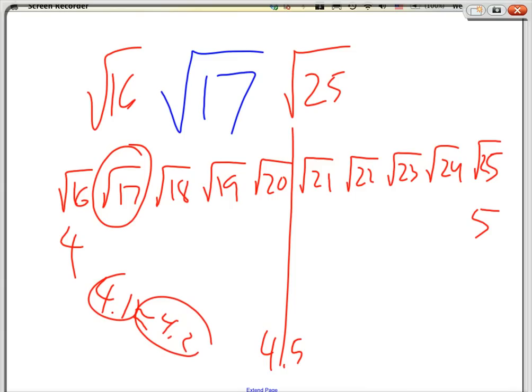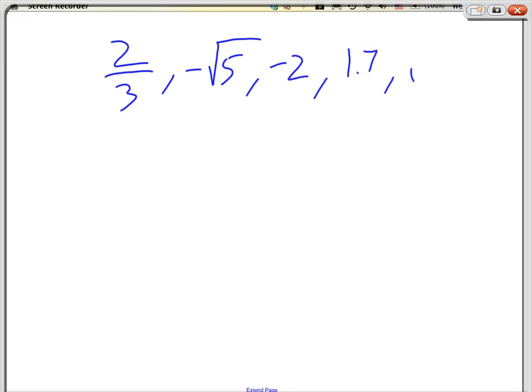There it is. And that's how we estimate our square root number. Okay, question on that? Okay, now you have a good idea. I'm going to give you a whole bunch of numbers. Okay. Notice I have this set of numbers out of order.